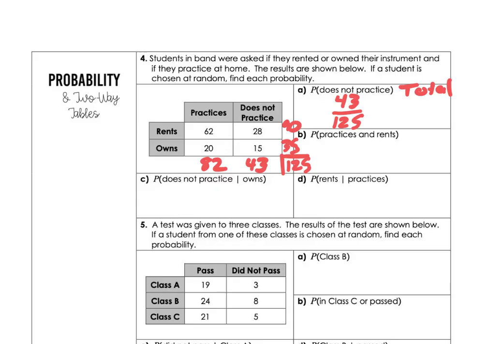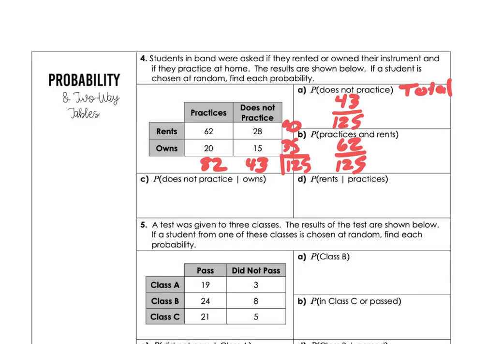The only time we really have to do that relative frequency is if we're filling out that table as a relative frequency. I still would probably prefer you writing your answer as a fraction here. Okay, what's the probability that a student practices and rents? And means both. They're practicing and they're renting their instrument. Okay, so how many students practice and also rent? 62. Okay, 62.